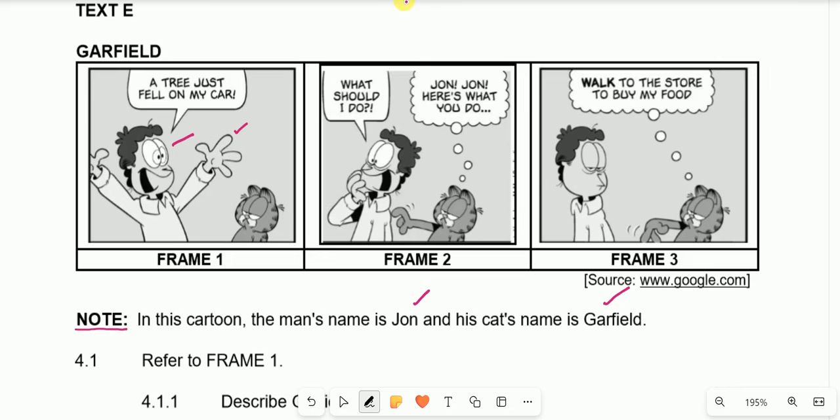The mouth is still wide open. The eyes are still wide open. He even has his hand over his mouth now. And then now Garfield is silent here. Now Garfield is having what you call a thought bubble.